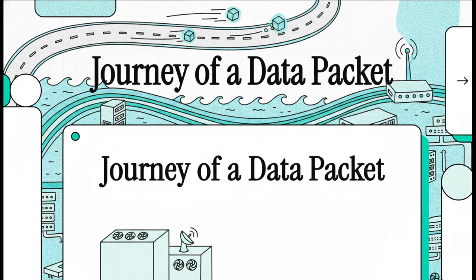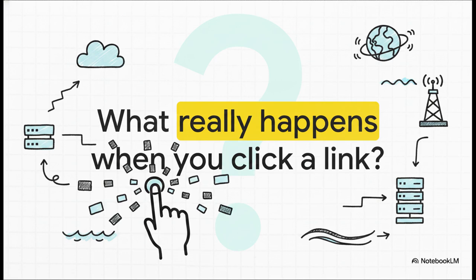But the reality is, it's a massive, tangible system made of millions of miles of cables, countless routers, and colossal data centers. It's a question we almost never pause to ask. What really happens when you click a link? You tap your screen and boom, a video plays, right?